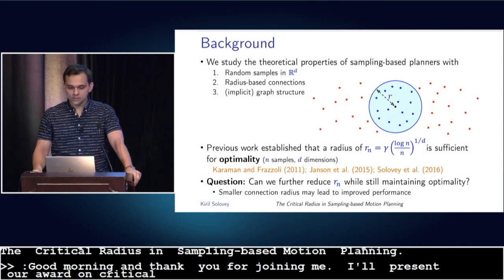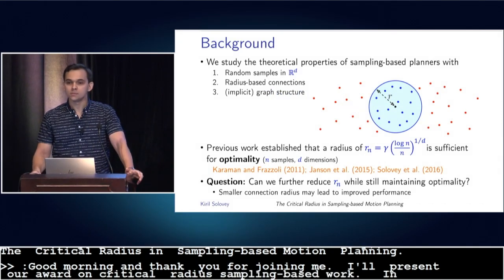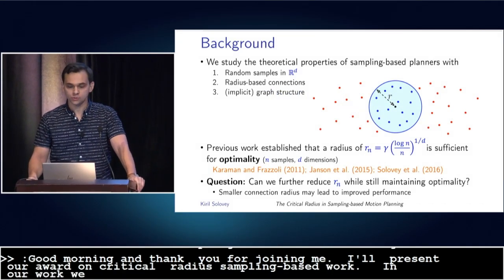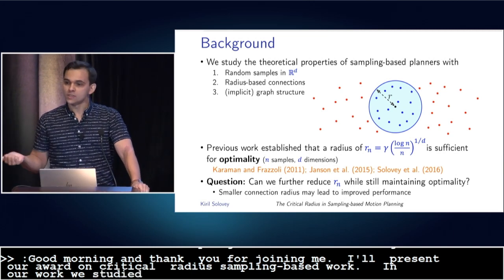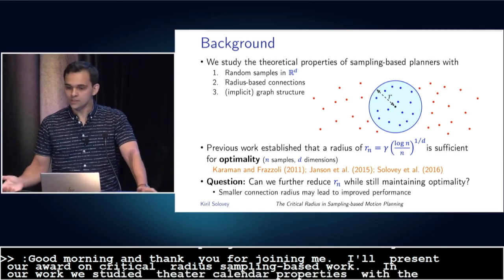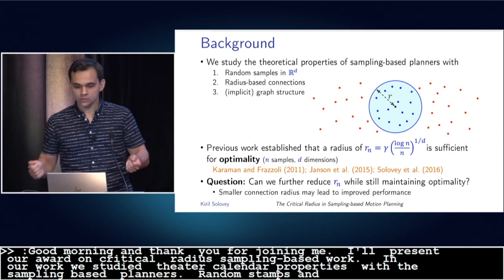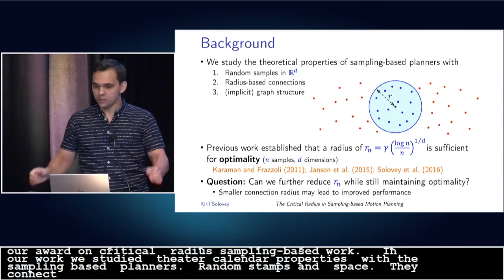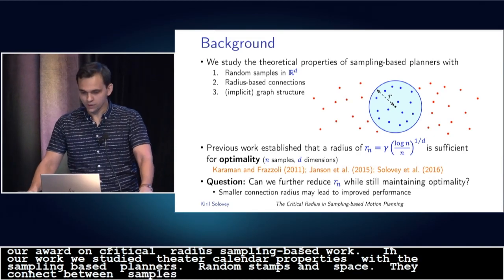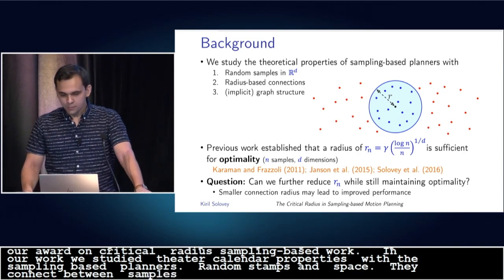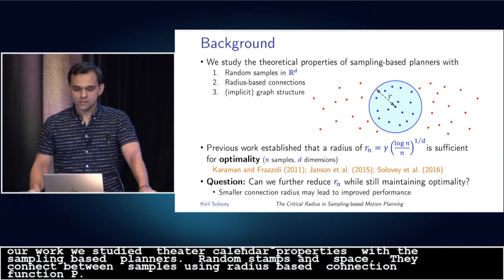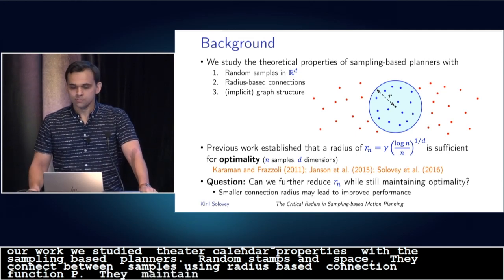In our work, we studied the theoretical properties of sampling-based planners that have the following three attributes. Those are planners that produce uniform random samples in Euclidean space. They connect between samples using a radius-based connection function, and they maintain either implicitly or explicitly a graph data structure.